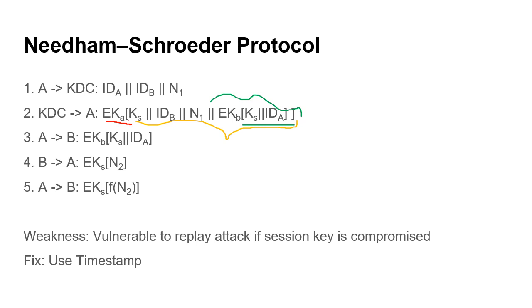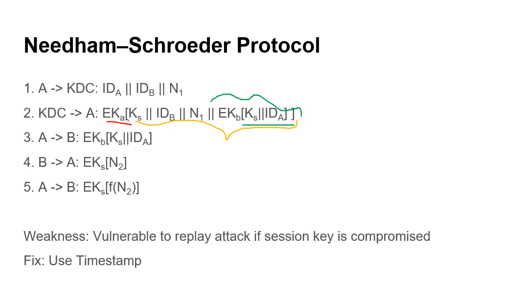And A, with that nonce, communicates with B. So using the nonce value, with the help of the KDC, A and B were able to mutually authenticate each other. That is the beauty of this Needham-Schroeder protocol.